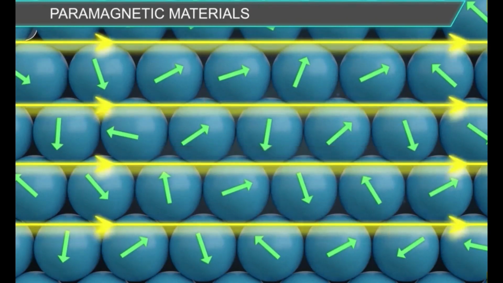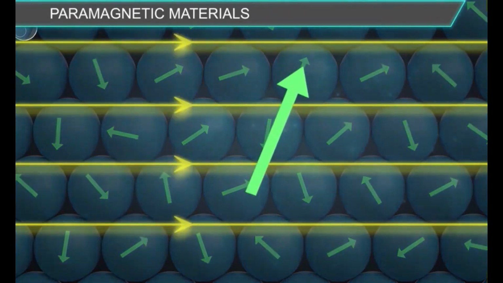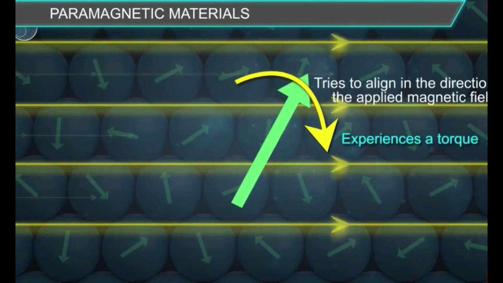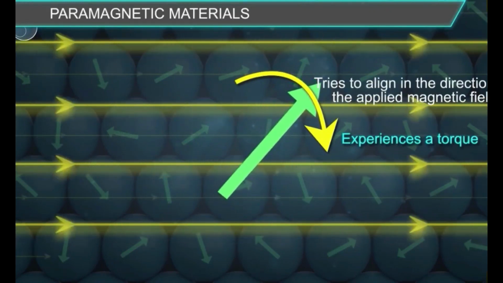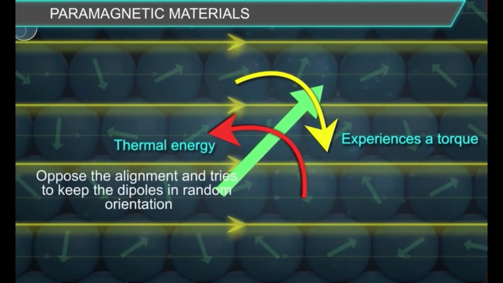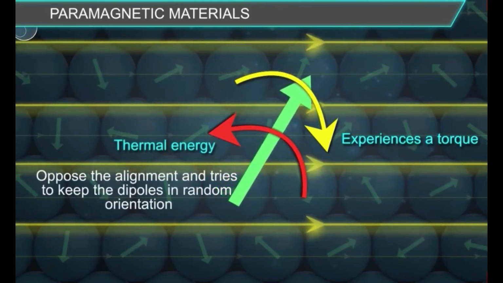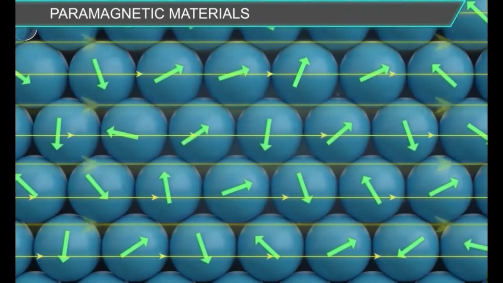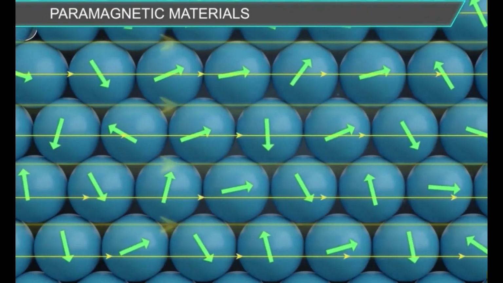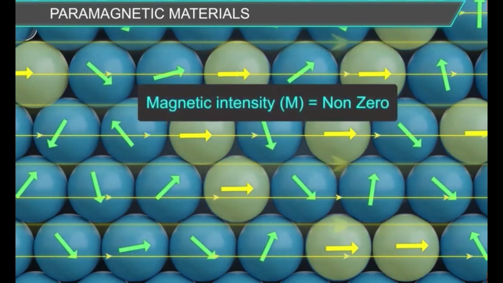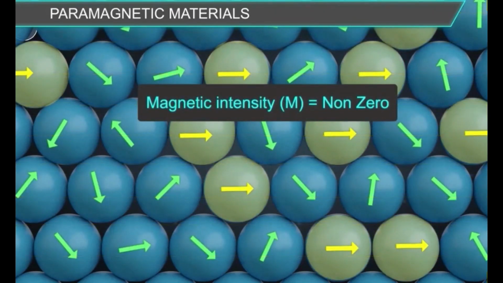When an external magnetic field is applied, the magnetic dipoles experience a torque and try to align in the direction of the applied magnetic field. At the same time, the thermal energy of the material opposes the alignment and tries to keep the dipoles in random orientation. Due to the opposing factors, only a small number of dipoles align in the direction of the magnetic field, and the magnetization intensity of that material will become non-zero.